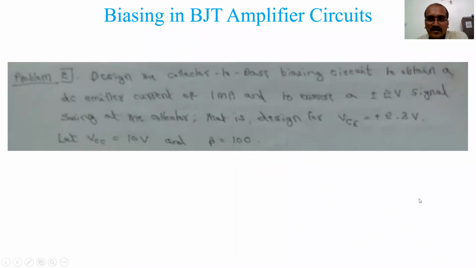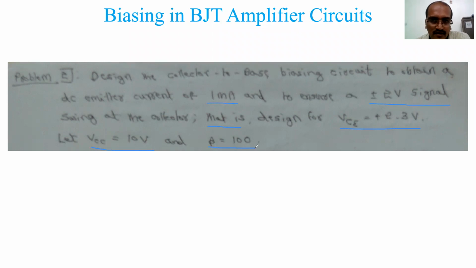So this is the question. Design the collector to base biasing circuit to obtain a DC emitter current of 1 milliamps. DC emitter current means the same IE value is given here, which is 1 milliamps. And to ensure a plus or minus 2 volt signal swing at the collector. If we say plus or minus 2 volt signal swing at the collector, you will not understand. That's why they have given that, meaning you should design for VC value equal to plus 2.3 volt. VCE value they have given, that is collector to emitter voltage, and also take VCC value equal to 10 volt and beta value is equal to 100.